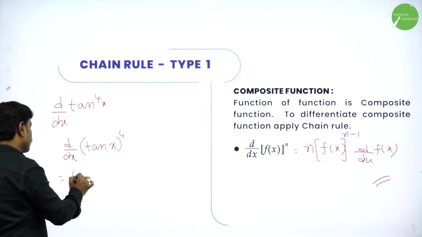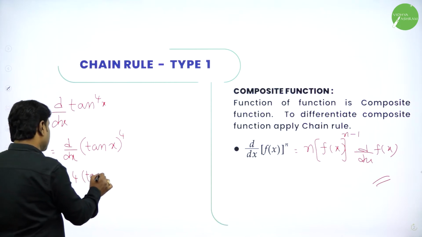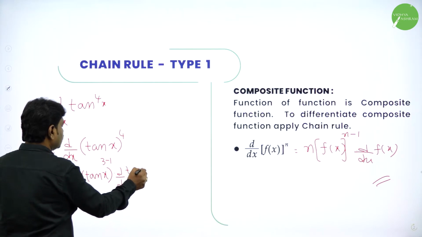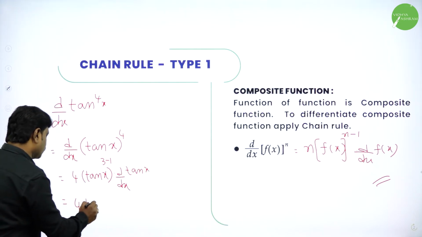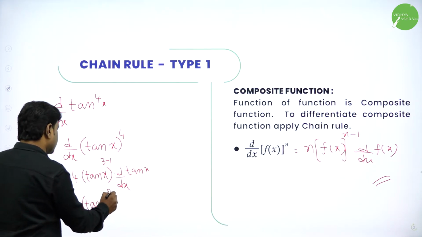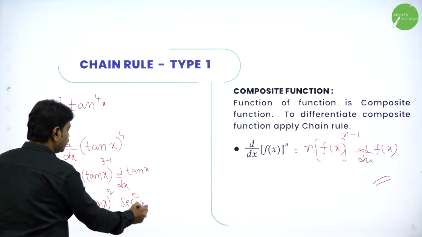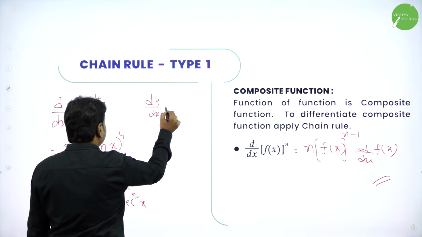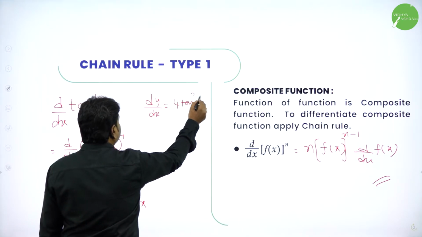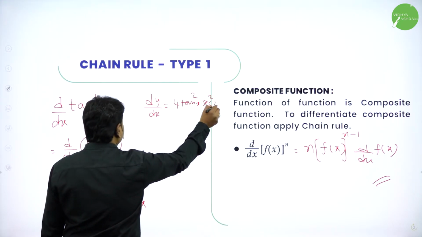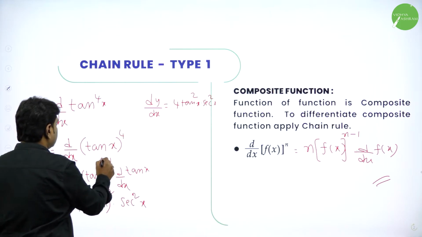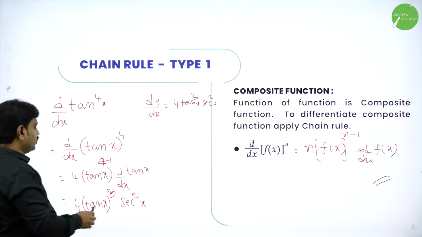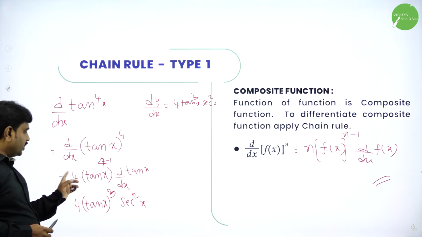n into, means 4 into (tan x) power 3 minus 1 into d by dx of the internal function tan x. Further, 4 into (tan x) the whole square into d by dx of tan x, which is secant square x. The derivative of tan x becomes secant square x. Therefore, what is dy by dx? Finally, we got dy by dx as 4 tan square x into secant square x. Sorry, we have 4 minus 1. 4 minus 1 is what? 3. So, tan cube x. So these are the f of x power n, which is n into f of x power n minus 1.